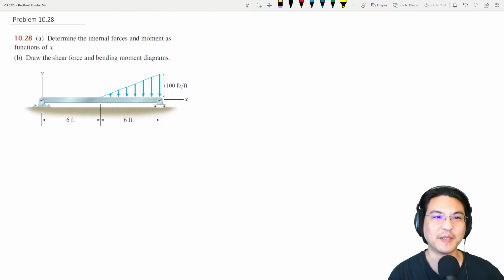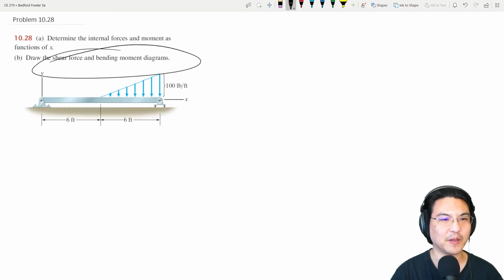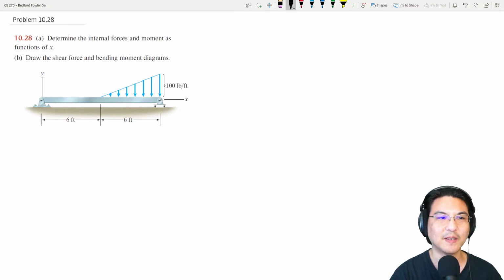Hey everybody, let's give this problem a try. So we're trying to find the internal forces and moments as a function, and then have the shear and bending moment diagrams. So what's the first thing we do? Let's solve for the reactions at these supports.